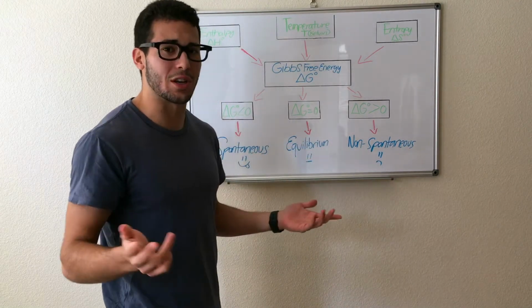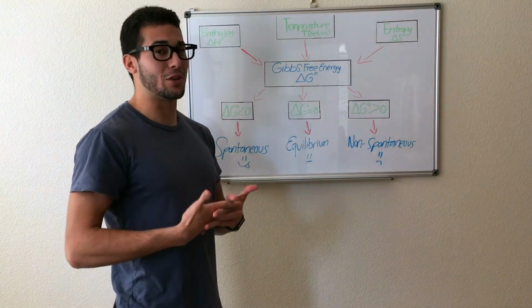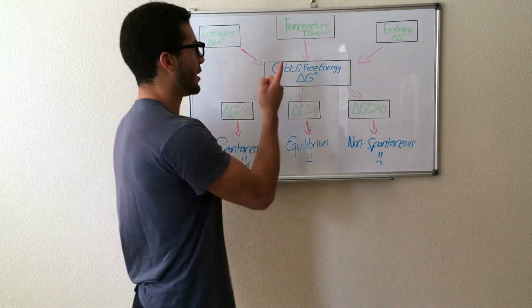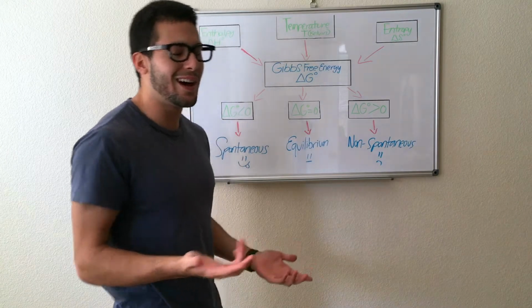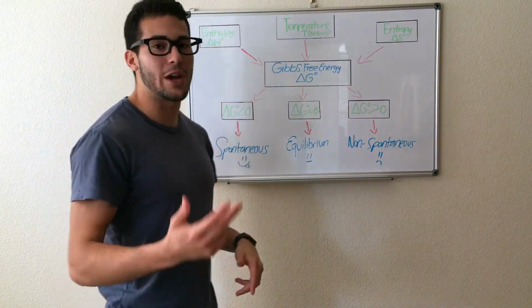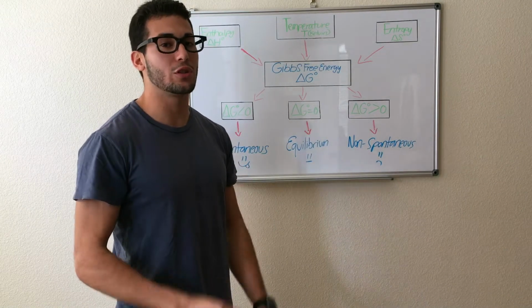What is Gibbs free energy? Well, it's the amount of energy available to do work, which depends on three factors. First, temperature, measured in kelvins, so is it hot or is it cold? Secondly, enthalpy, which is the amount of energy absorbed by the reaction, and there are two kinds.